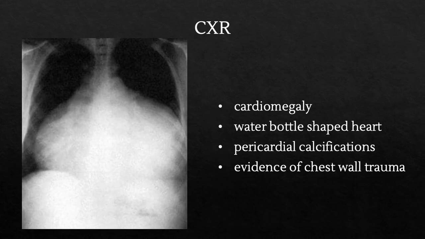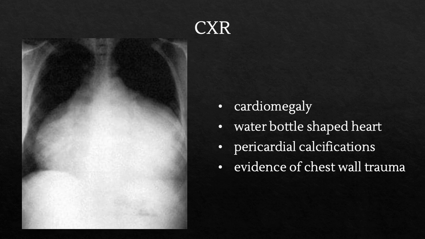Please do not wait for a chest x-ray to make your diagnosis. These findings are usually more your pericardial effusions, but patients tend to have a cardiomegaly. They tend to have a water bottle shaped heart. There can be pericardial calcifications, but this is once again when it's a pericardial effusion because of clotted blood within the pericardial sac, or it can be something like TB causing inflammatory changes within the pericardium, causing a pericardial effusion.